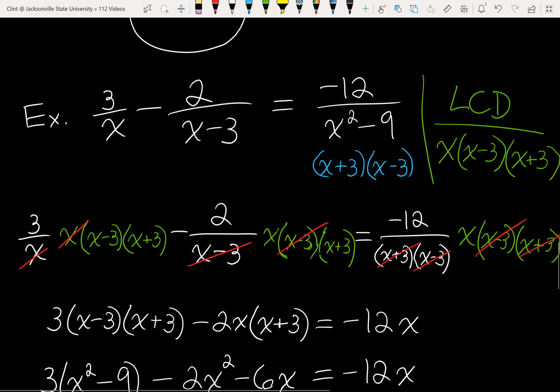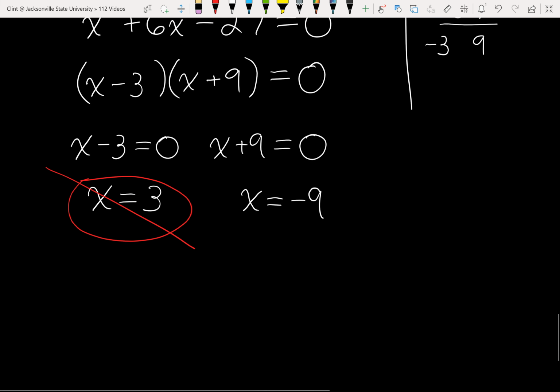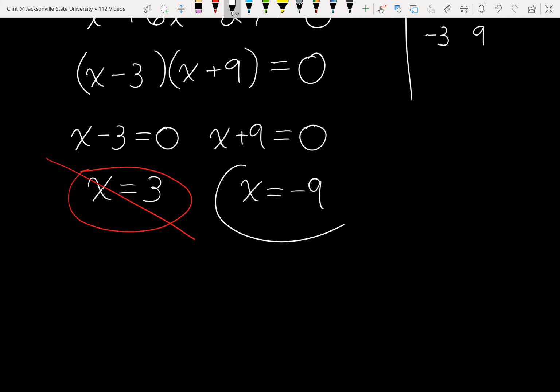So that one does work. We have one solution here. The video's getting kind of long, so I will do the last type of equation in part 2.